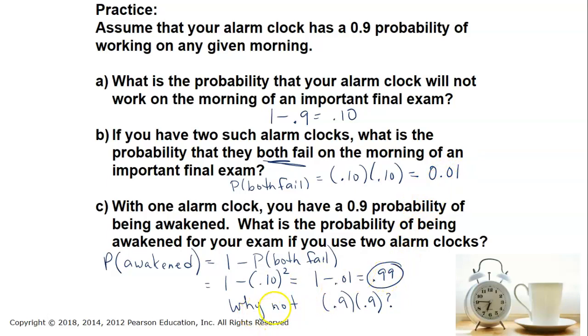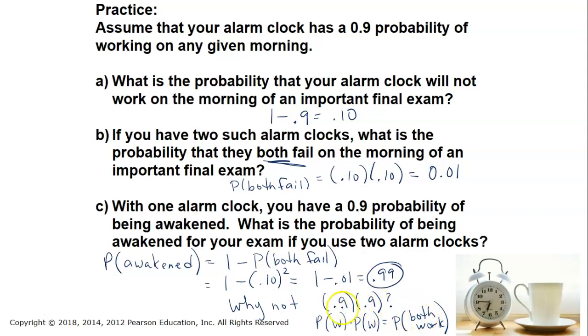I want to ask the question, why not just multiply the probability that each one works? Hopefully you can think about that for just a minute. Okay, if I look at this, what this actually is the probability that one works times the probability that the other one works. So it's giving me the probability that they both work, which is not what I'm asked to find. I'm asked to find the probability that you're awakened for your exam if you're using two alarm clocks. It would be great for them to both work, but you're still going to get to class if one or the other of them work.